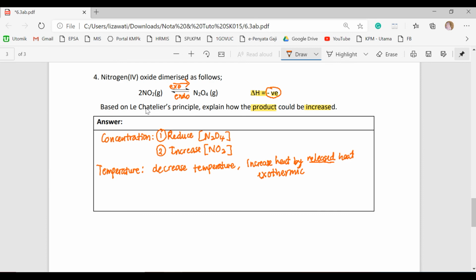Okay, next, in terms of pressure or volume, we refer to the number of moles. At the reactant side, we have 2 moles. At the product side, we have 1 mole. So because of that, we can increase the pressure. When pressure is increased, the system will try to reduce the pressure. It will shift to the side that has fewer moles. That's why it shifts to the right.